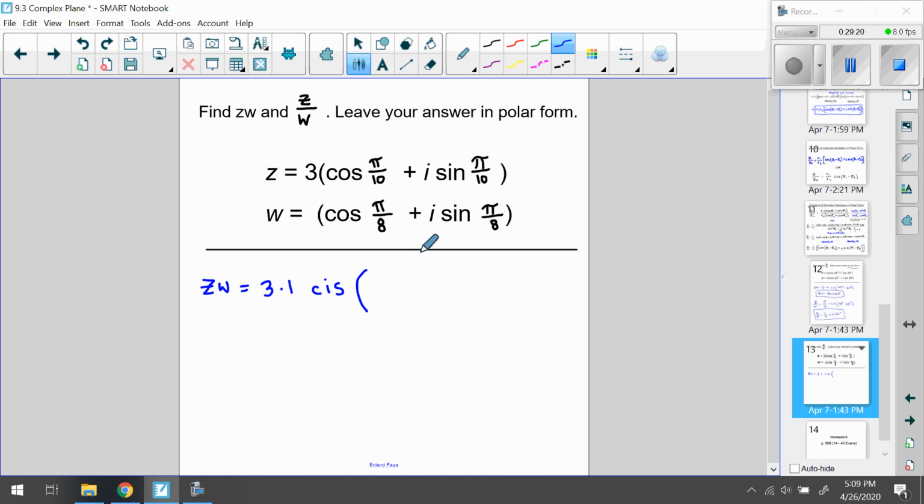So adding pi over 10 and pi over 8, I want to do common denominators. So I think I'll use 40ths for that. If I multiply the first one by 4, I'm going to get 4 pi over 40. And for the product, I just want to add the second one. If I multiply that by 5, I'll get 5 pi over 40. And so simplifying that gives me 3 times 1, which is 3, cis, and I'll just add the numerators. So that's going to be 9 pi over 40. And that is our answer.